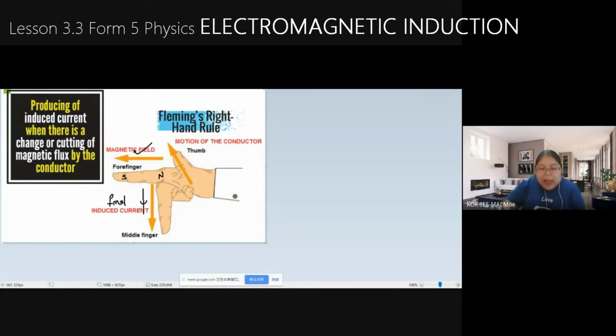Then after that, you will see where the induced current goes. The induced current either comes towards you or goes far away from you. Okay, so from here we go on to explain the producing of the induced current when there is a change or cutting of the magnetic flux by the conductor.